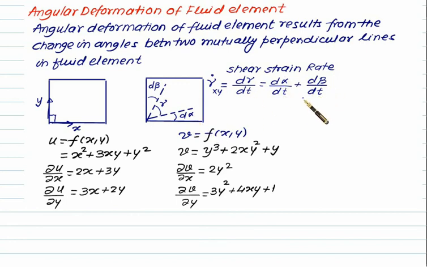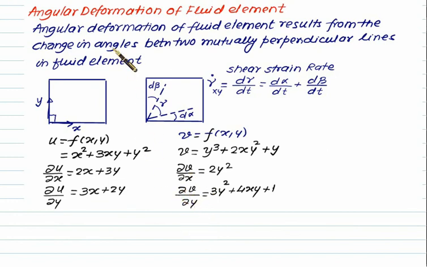Angular deformation of a fluid element is possible only when u is a function of both x and y, and v is also a function of x and y. Because to calculate the value here we require both the derivatives, that is the partial derivative of u with respect to x and the partial derivative of u with respect to y, as well as the partial derivative of v with respect to x and the partial derivative of v with respect to y.